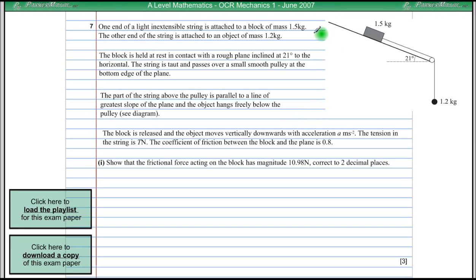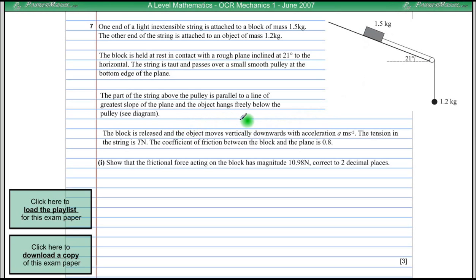One end of a light inextensible string is attached to a block of mass 1.5 kilograms, so that's this. The other end of the string is attached to an object of mass 1.2 kilograms, so down here, so nothing that's not already shown in the diagram. The block is held at rest in contact with a rough plane inclined at 21 degrees to the horizontal. The string is taut and passes over a small smooth pulley at the bottom edge of the plane. So a little bit of information there then. This surface is rough, which means that friction will be involved here later on. The part of the string above the pulley is parallel to the line of greatest slope of the plane, and the object hangs freely below the pulley. That's just telling us that this string is parallel to the slope.